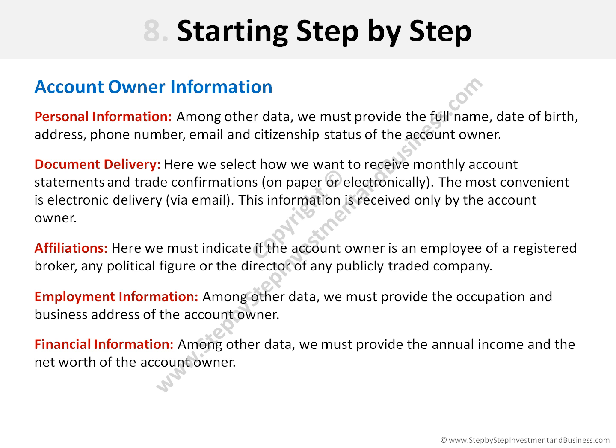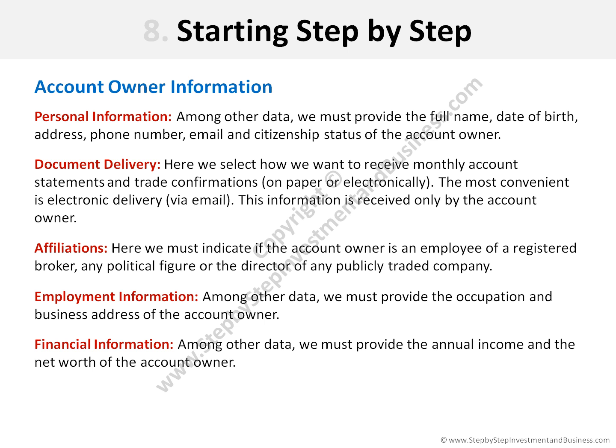We must also provide information about document delivery. Here we select how we want to receive monthly account statements and trade confirmations, which can be on paper or electronically. The most convenient is electronic delivery, that is, via email. This information is received only by the account owner.